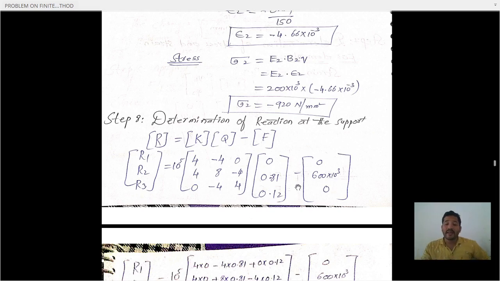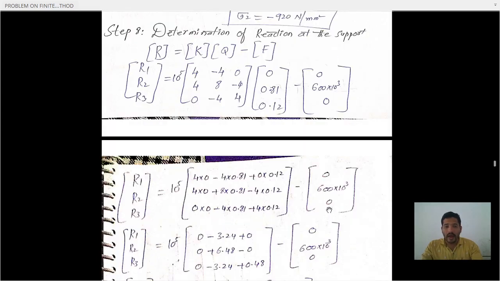Okay, after that we need to find out the nodal force, F1, F2, F3. So the nodal force at point 1 becomes 0, the force at point 3 becomes 0, and the force at the middle point is 600 into 10 power 3. Okay dear, after that the same concept we need to follow here.